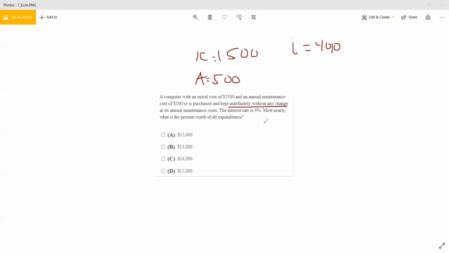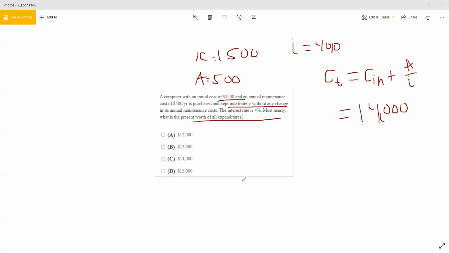Give you guys another poll. You guys can answer it if you wish. I'm going to go through it right now. You guys can work on it on your own if you would like. But what we're going to be looking at, C initial plus A over I. So take 500 divided by 0.04 plus 1500. And then honestly, it's kind of just a straightforward calculation at that point. But it is to counter the other example where this one is asking for all expenditures. So that's why this 1500 is incorporated.